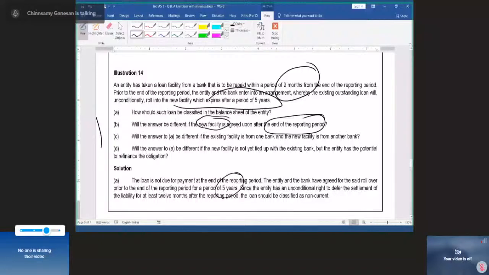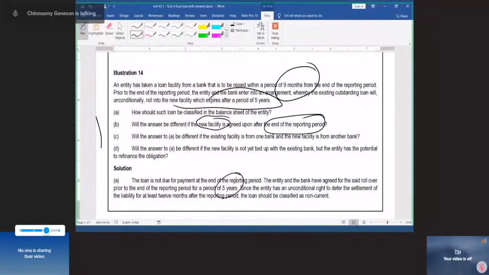Suppose the existing facility is from one bank, a loan which is due in 9 months, and the new facility is from another bank, how do I have to classify it? The new facility rollover received from another bank will be shown as non-current, from the end of the reporting period. Whereas the 9 months amount which I am supposed to repay has to be treated as a current liability, because the entity does not have an unconditional right to settle beyond 12 months.